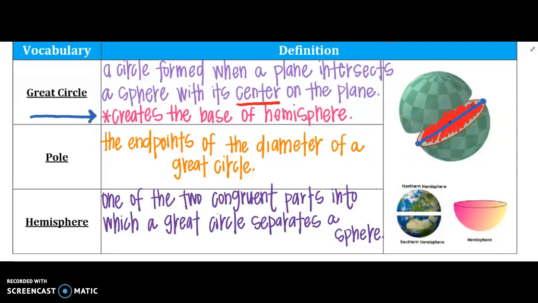A hemisphere is one of the two congruent parts into which the great circle separates a sphere. Think of cutting a cantaloupe in half: you would want to go directly down the middle to cut it evenly to scoop out the seeds. When we're talking about the globe, we have the northern hemisphere and the southern hemisphere, which means we have two equal parts on Earth. So a hemisphere is not only half of the sphere, but it also includes a circle, which is great.